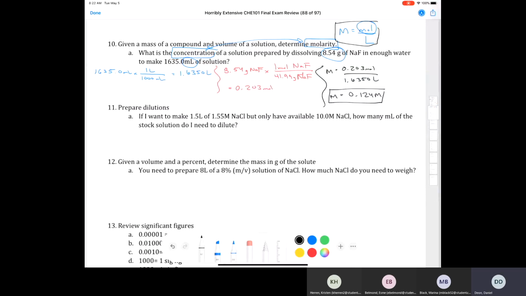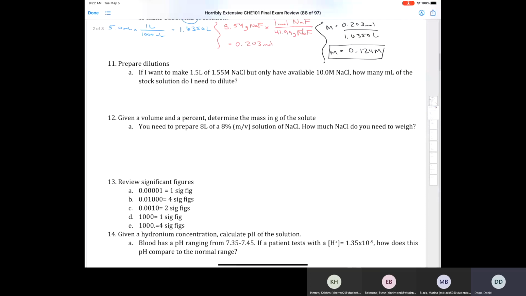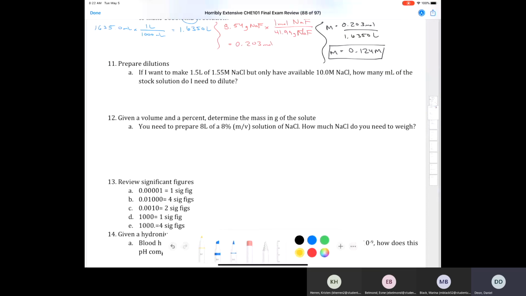Okay, dilutions, a real chestnut, a real favorite of Chemistry 101 students is dilutions. And it says here, if I want to make 1.5 liters of 1.55 molar sodium chloride, but have only 10 molar sodium chloride available, how many milliliters of the stock solution do I need to dilute?